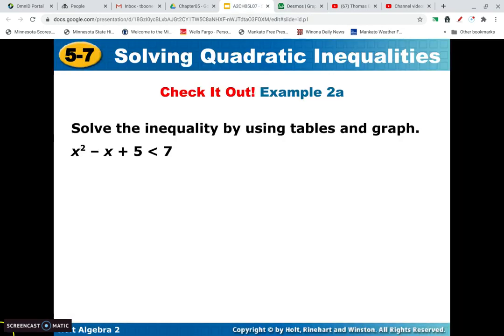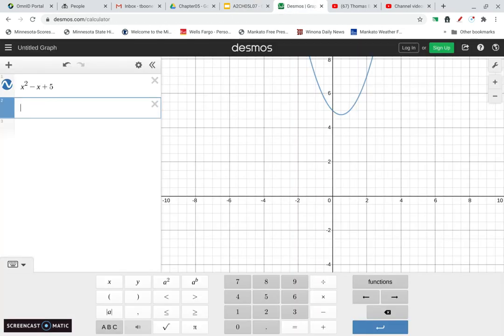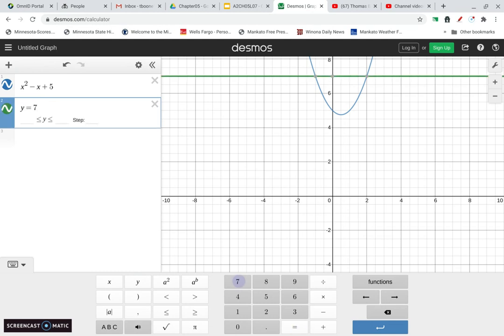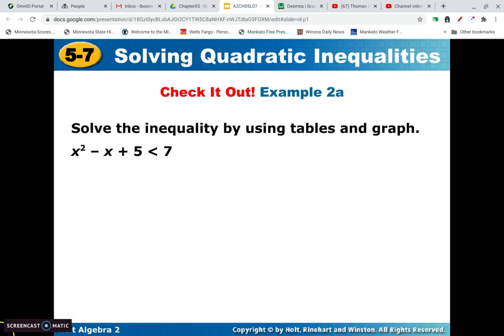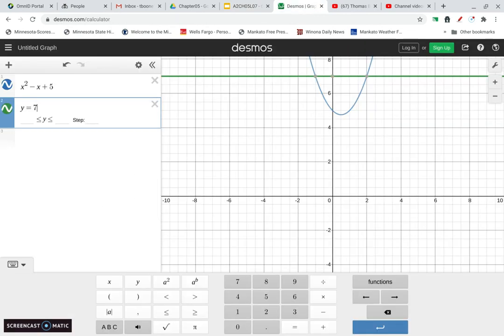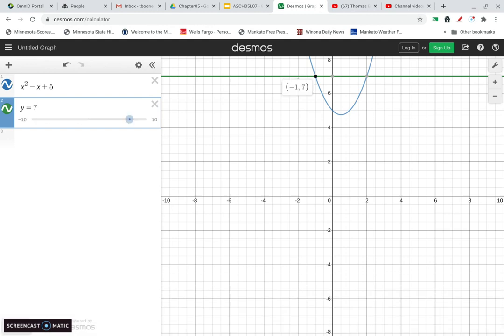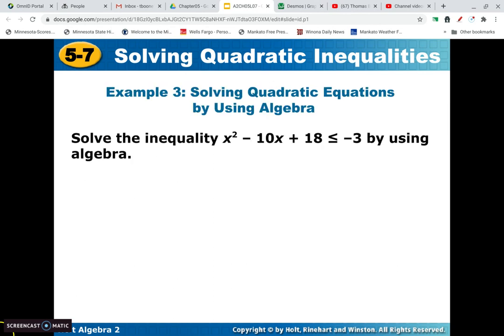All right, and so now again we're going to be at 7, so we're going to go y equals 7. That's going to give us that line. We want to know when is the parabola below 7. It's when we're in between here and there. So it looks like we're below 7 when x is between -1 and 2. So we'd say when x is greater than -1 and when x is less than 2. It's a conjunction because it joins together when we do that. So there we go, using tables and graphs.